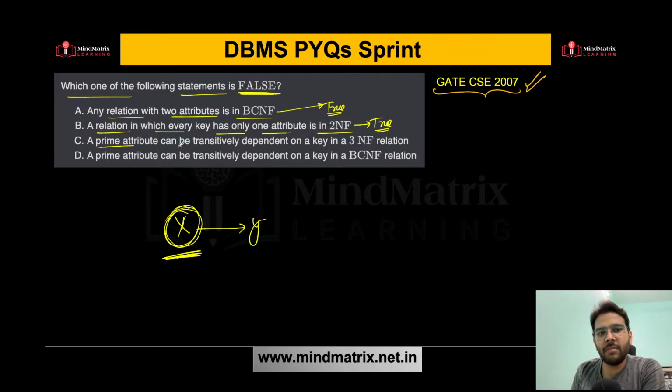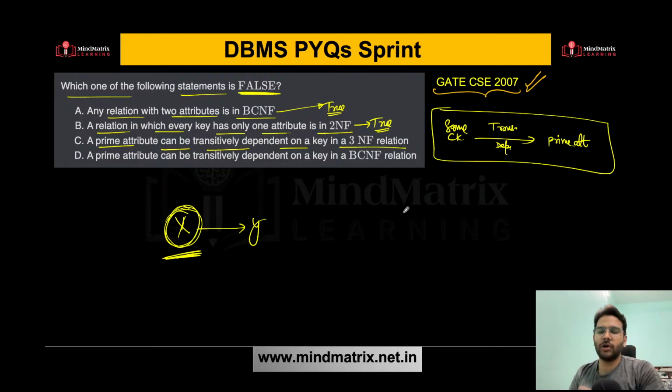What about option C? A prime attribute can be transitively dependent on a key in a 3NF relation. In a 3NF relation, a prime attribute can be transitively dependent on a key. So let's say some candidate key is there. Is this allowed in 3NF? What do you think? A prime attribute is transitively dependent on some candidate key. Yes, it is allowed. There is no problem.